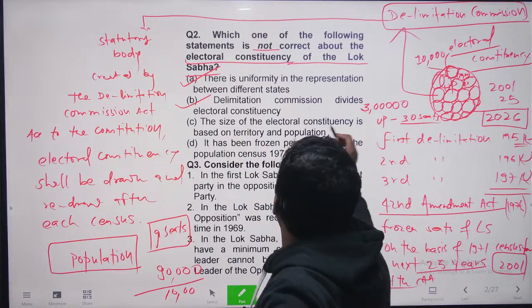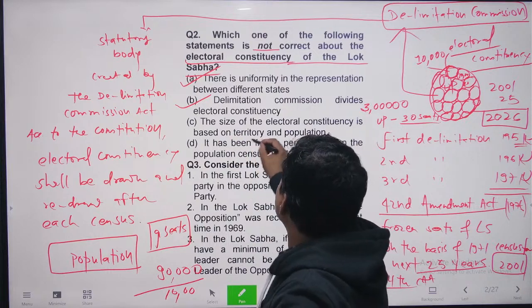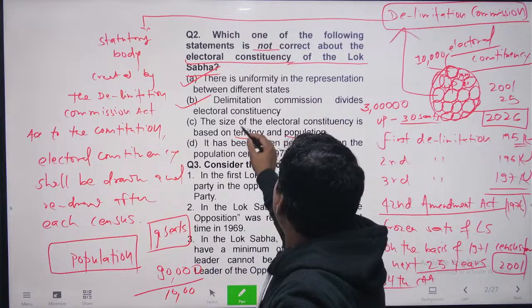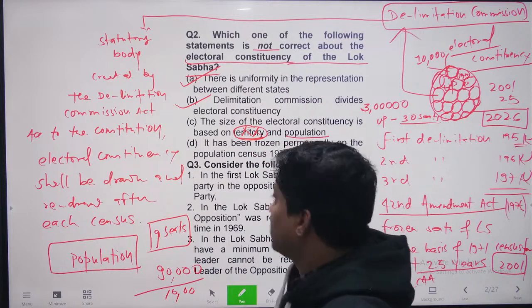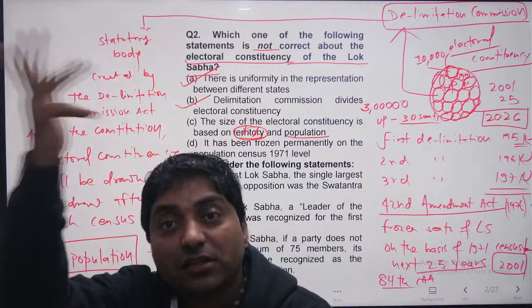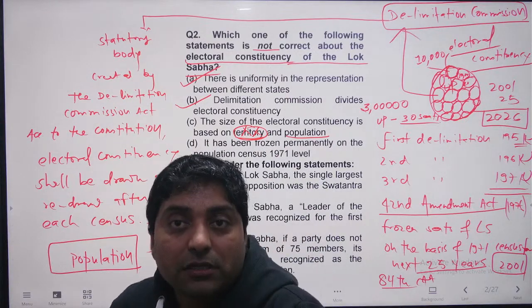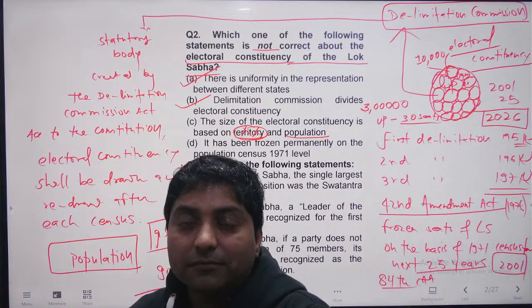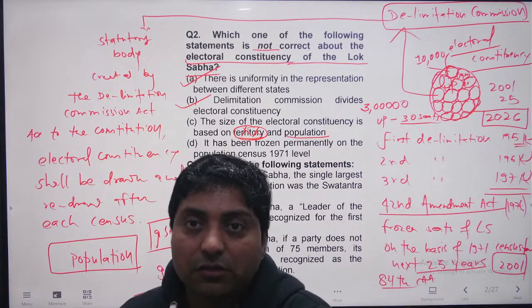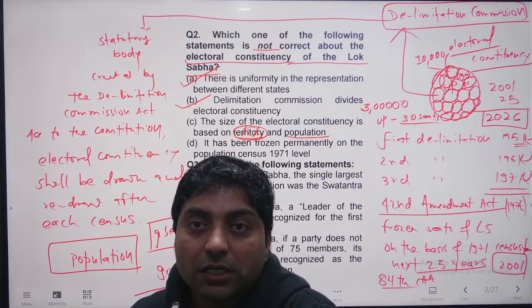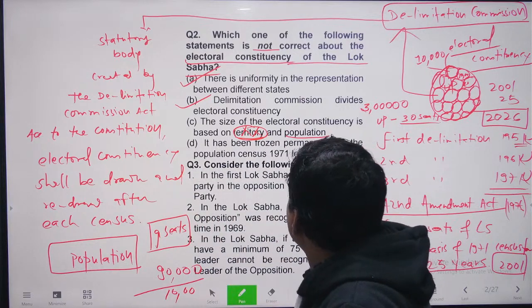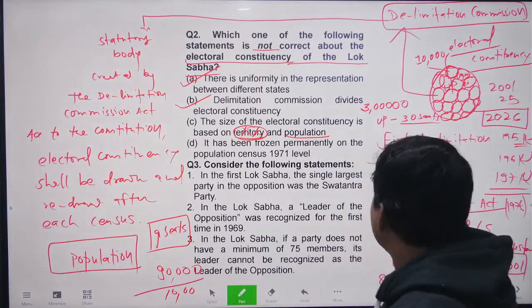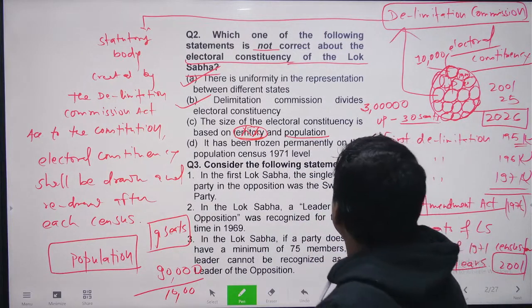Now look at option C. The size of the electoral constituency is based on territory and population. No, territory is not under consideration. Otherwise, Rajasthan would have had more seats. If you look at Rajasthan, its territory is larger than Uttar Pradesh, right? So we cannot take territory for fixing the size of the electoral constituency. Population is fine. So you can see this is wrong.